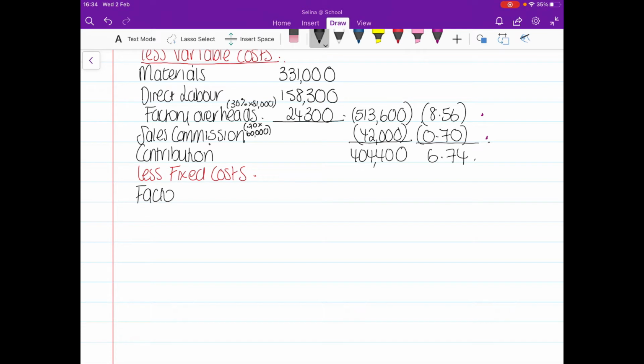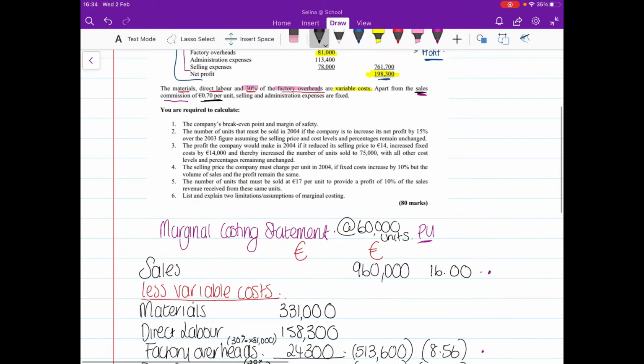We're splitting into variable and fixed. So that figure is €56,700. Okay. Then it tells us that the selling and admin expenses are fixed except for the sales commission.